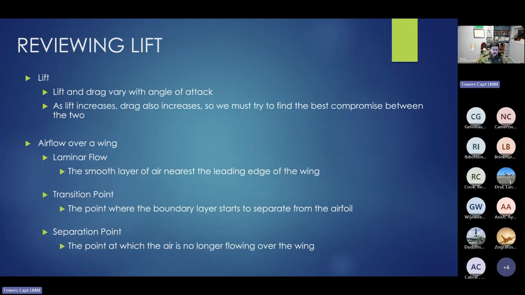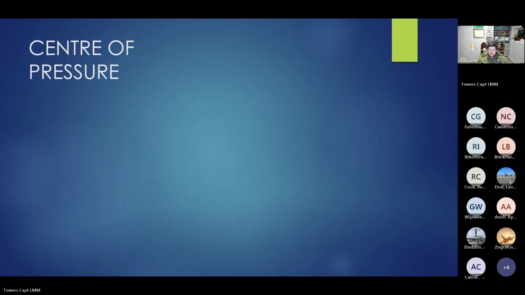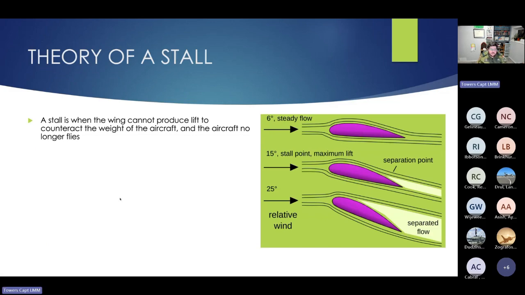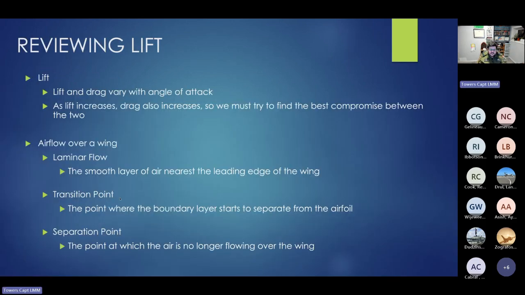When we're talking about airflow over a wing, there's three definitions here. There's the laminar flow, which is the smooth layer of air nearest the wing. And then there's the transition point, which is the point where the boundary air layer starts to separate from the airfoil. And the boundary layer is just the air that's immediately attached to the airfoil. And then the separation point is the point at which the air is no longer flowing over the wing. So if we go back to these definitions, we have laminar flow, transition, and separation.